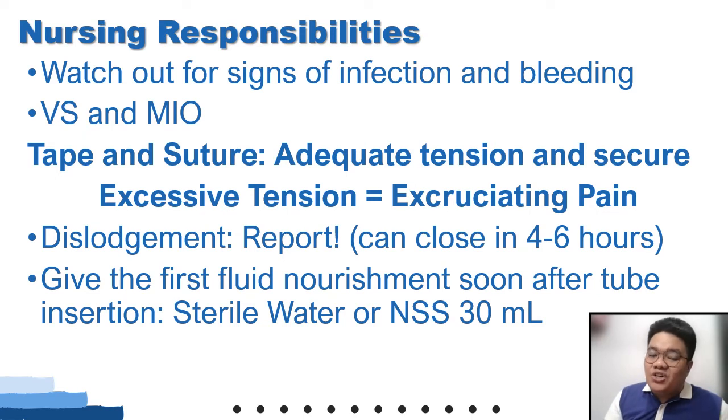And class, after the surgery, we give the first fluid nourishment soon after the tube insertion. Okay, that is within 30 minutes after tube insertion. But what we are doing there is that we are only administering sterile water or NSS of 30 ml. Okay, so 30 ml only of sterile water or plain NSS.